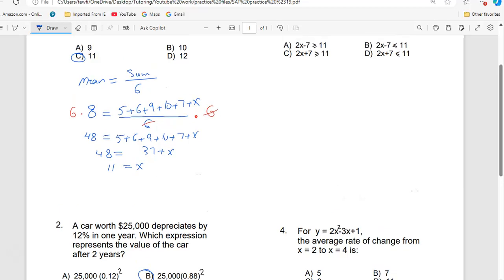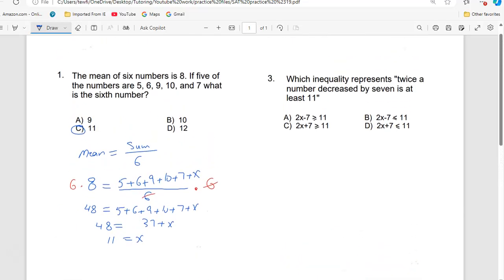And for number 3, which inequality represents twice a number decreased by 7 is at least 11? Twice a number, so we're going to put x for the number. Twice a number, so that will be 2x. Twice multiplied by 2, 2x. Decreased means subtract, so 2x minus 7.